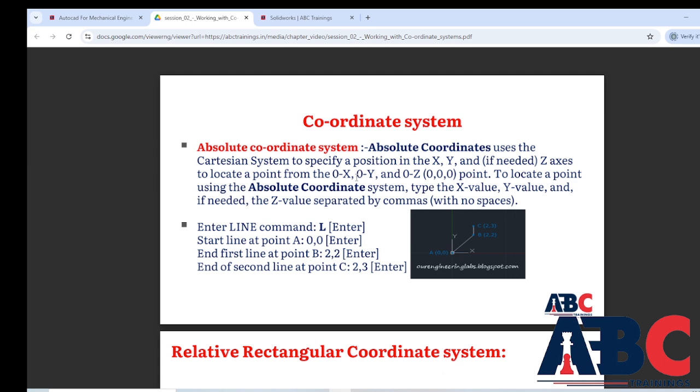The absolute coordinate system uses the Cartesian system to specify a position in the x, y and z axis to locate a point from 0 point. To locate a point using the absolute coordinate system, type the x value, y value and if needed the z value separated by commas. We will see this in software.